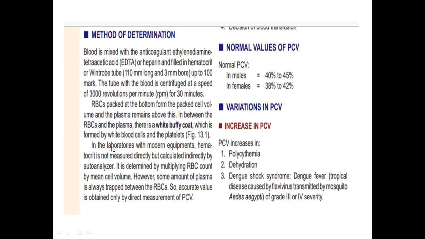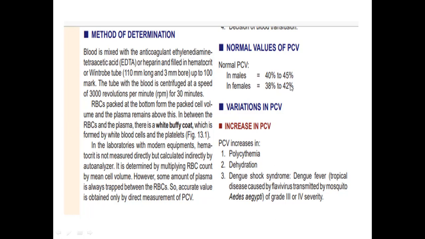So in the laboratory with modern equipment, hematocrit is not measured directly, but calculated indirectly by what we call an auto-analyzer. It is determined by multiplying red blood cell counts by mean cell volume. However, some amount of plasma is always trapped between the red blood cells. So accurate value is obtained only by direct measurement of PCV. As we said before, the normal values are 40 to 45 and then 38 to 42 in females.